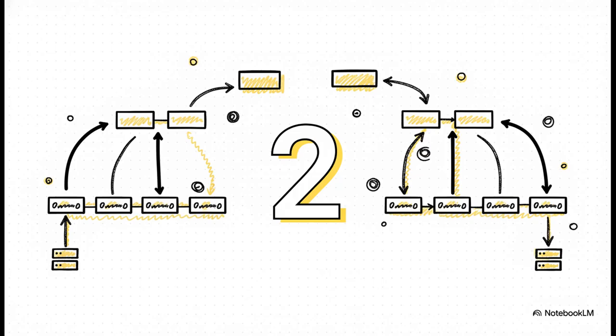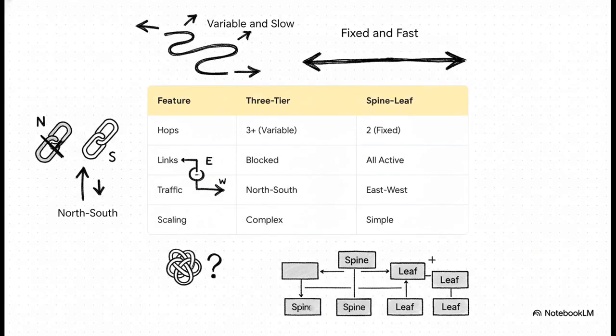Every single time. And when you put them side by side, the difference is just night and day. Path predictability goes from a slow, variable mess to being fixed and lightning fast. Bandwidth, which used to be wasted on blocked backup links, is now 100% utilized. The whole network is built for the east-west traffic that actually dominates. And scaling, it's so much simpler. You just add more spines or leaves. It wins on every single front.